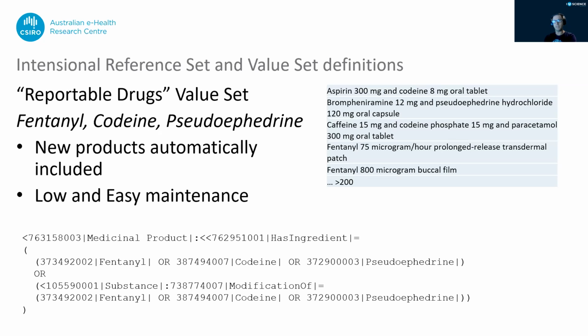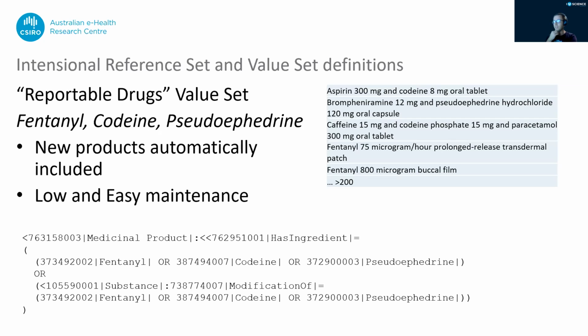be tracked. So in this example here, I just want to create a set. I just want to look for products that contain fentanyl, codeine, and pseudoephedrine. And to do that, I've got an ECL down the bottom here where I've said I want to track all the medicinal products that contain fentanyl, codeine, or pseudoephedrine, or any substances that are modifications of those three. And that gives us a big set.